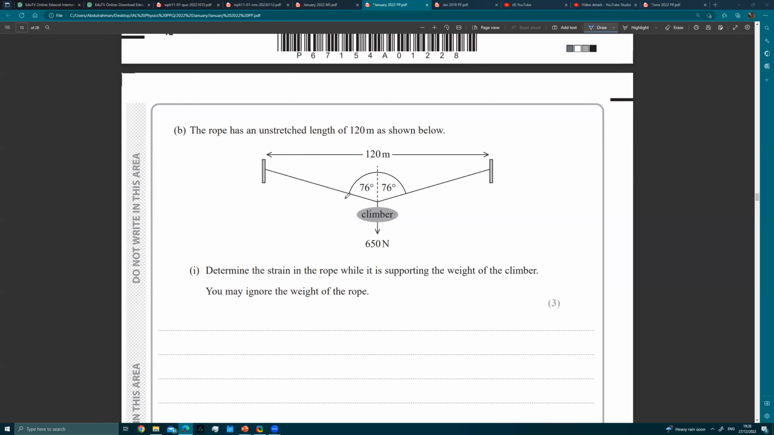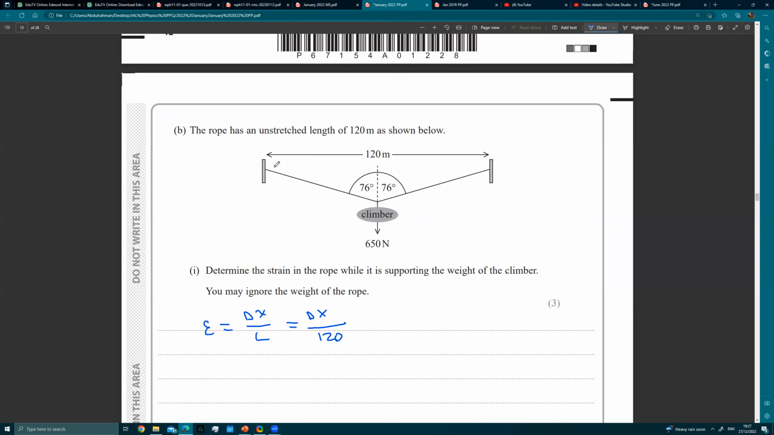So what did you do? Faizan. So I know you need to find the extension, but I'm just a bit confused on how you're supposed to do that. Good. So to stress how you do that: strain is extension over the original length, and you know the original length is 120. So this is the absolute minimum you should be writing in your exam to score 1 out of 3 marks.